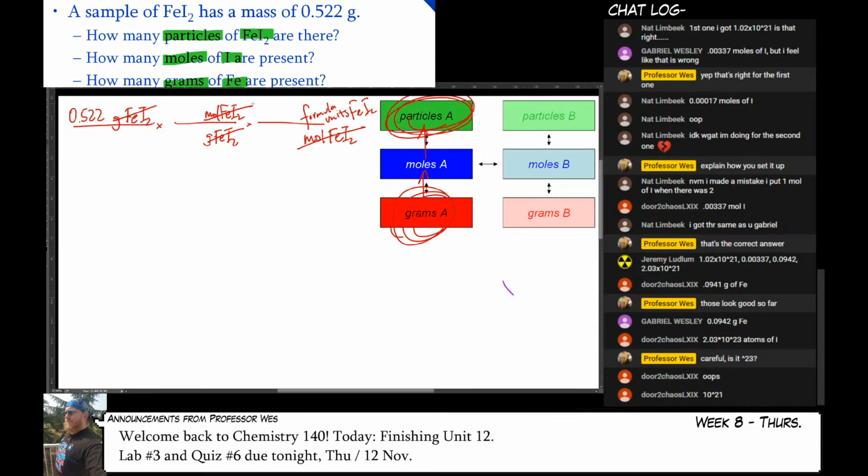Alright, so there's our numbers, or there's our units. Let's cancel out. Let's do the numbers. I just looked this up, and I've already forgotten what the number was. 309.65.